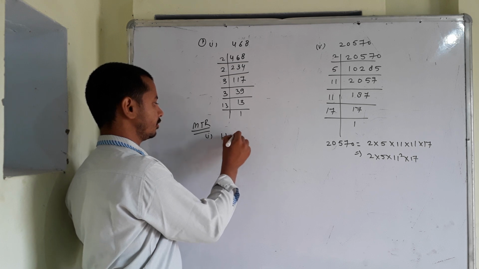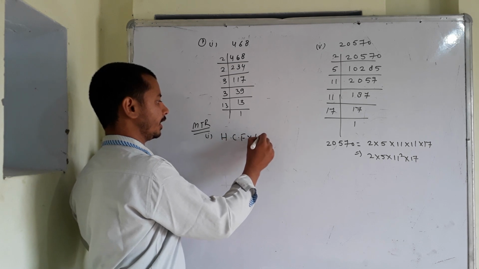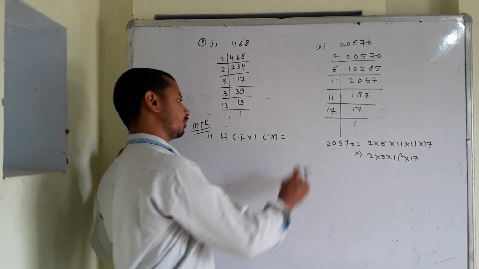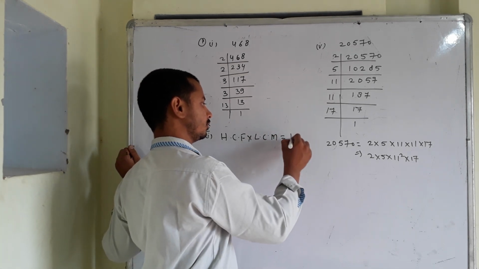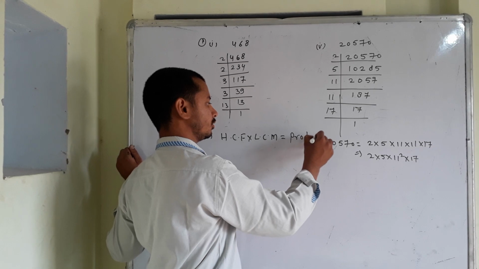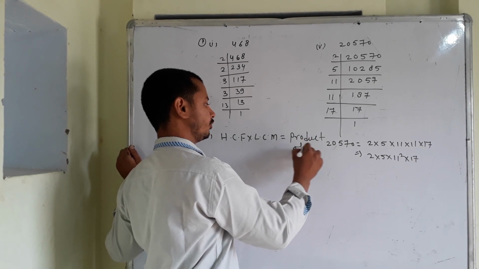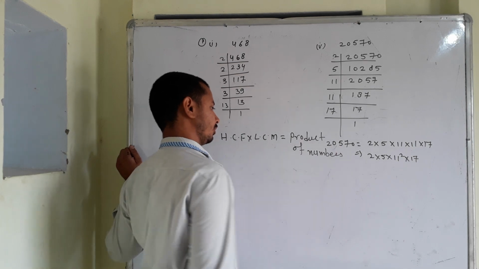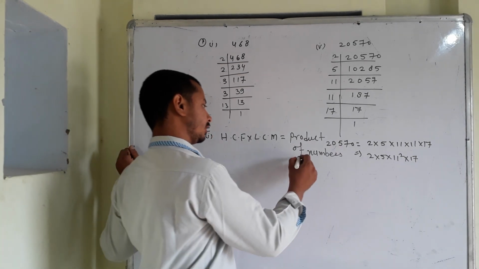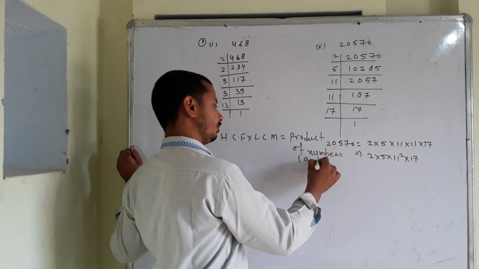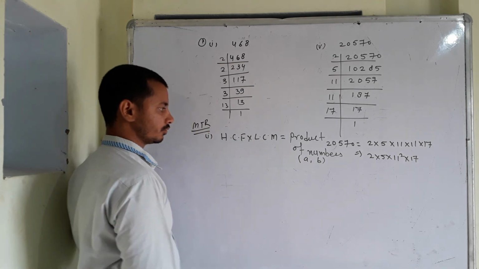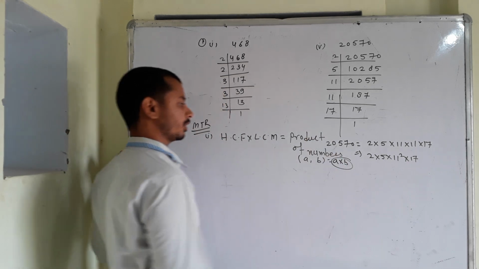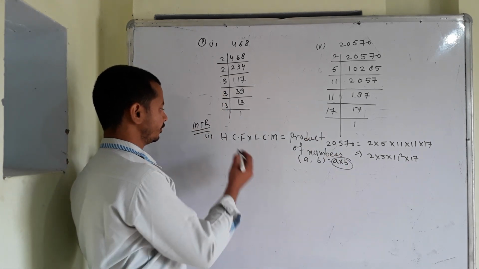The first fact is HCF multiply LCM equals the product of numbers. We take two numbers A and B, so A multiply B, the product of A and B.